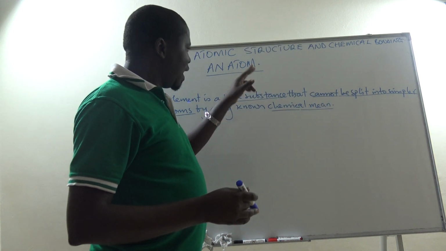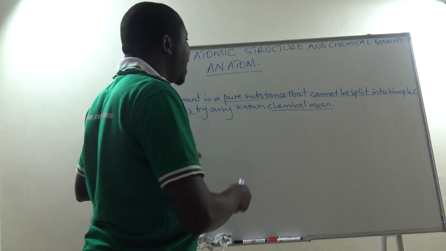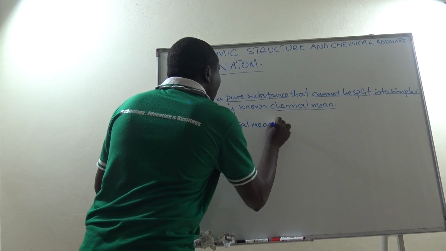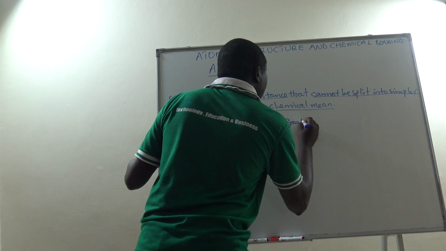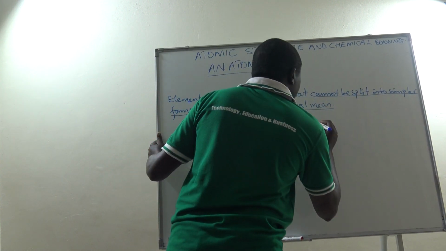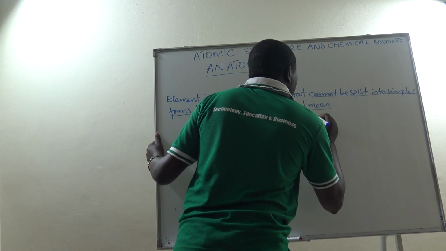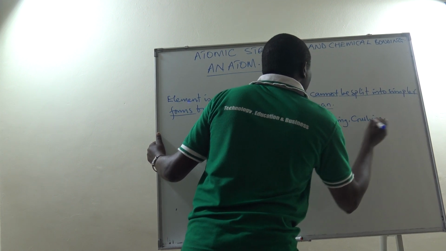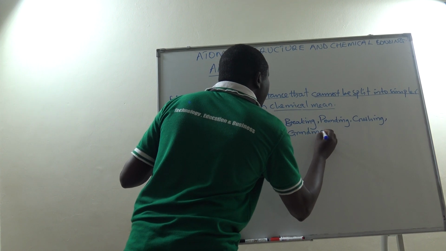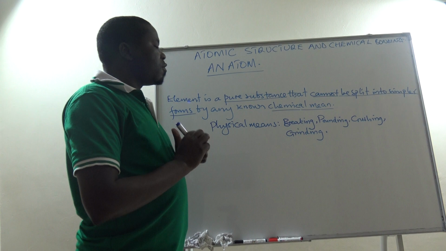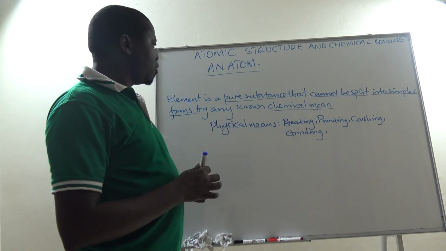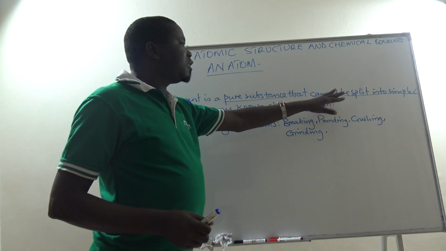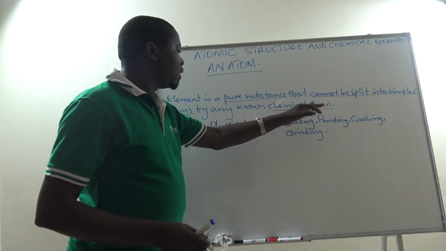So the element, if it is to remain an element and we have only smaller particles of it, then we are supposed to use instead what we call physical means. And this physical means includes breaking. That is quite physical. You will not change the element into something else. We can use the method of, say, pounding. If we are to get smaller particles, we can use the method of crushing. We can use the method of grinding and any other physical method, but not a chemical method which will lead to a chemical reaction and hence change the element into another substance altogether. So an atom in this case pertains to elements. So an element is a pure substance that cannot be split into simpler forms by any non-chemical means. And that's what we call an element.